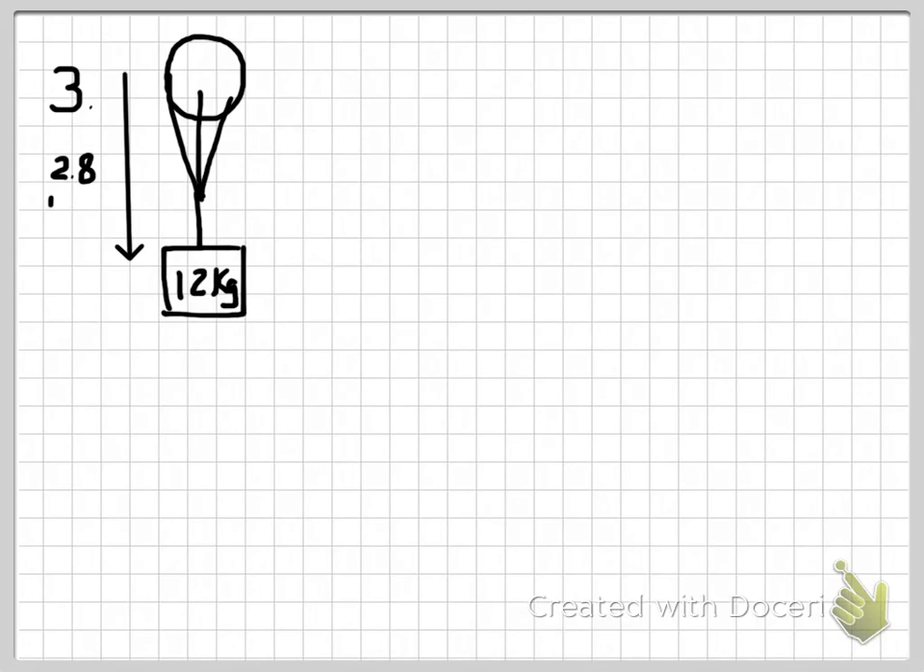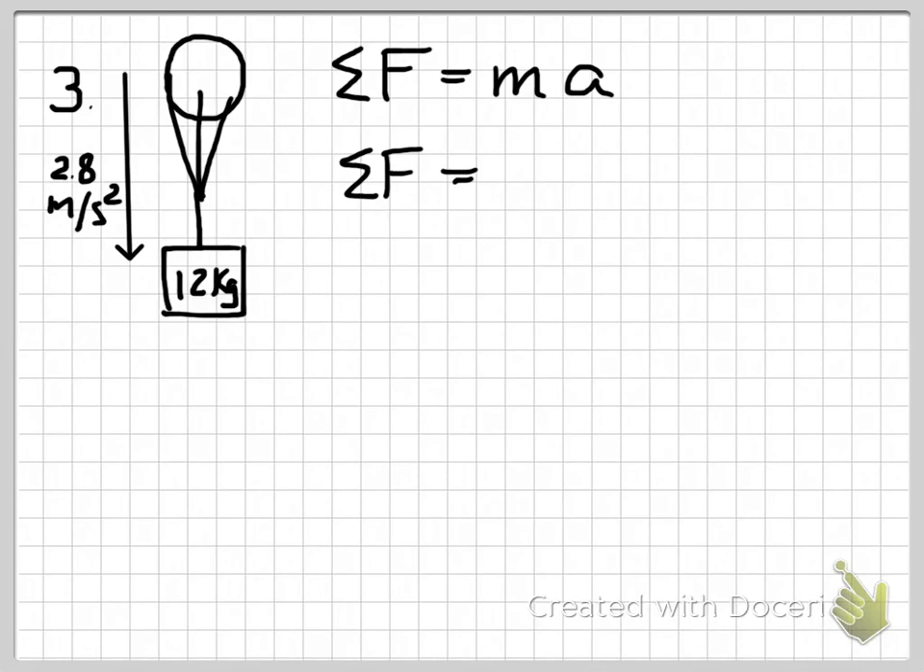Number 3. This one's a little more challenging. We have a scenario where you have a hot air balloon that is pulling up on a box that has a mass of 2 kilograms, but it's still descending. So the entire thing is falling at 2.8 meters per second squared.